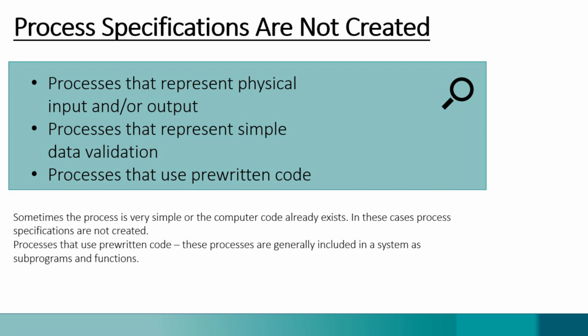Sometimes the process is very simple or the computer code already exists. In these cases, process specifications are not created. Processes that use pre-written code are generally included in a system as subprograms and functions.